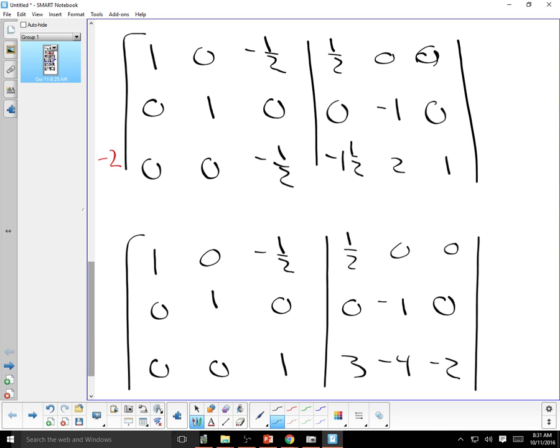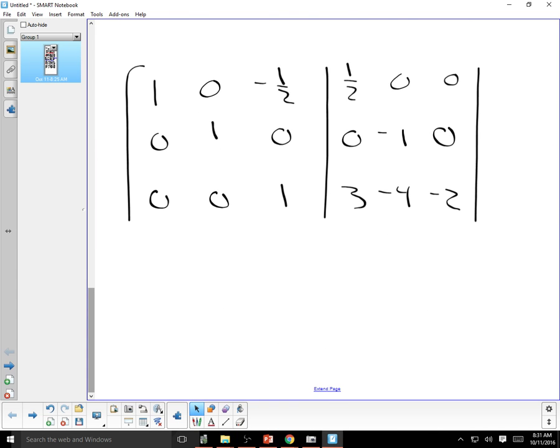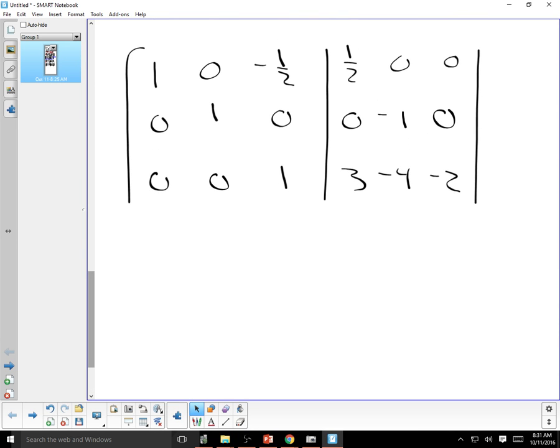Final row operation is to make R1C3 into a 0. So R1C3 needs to become a 0. How?